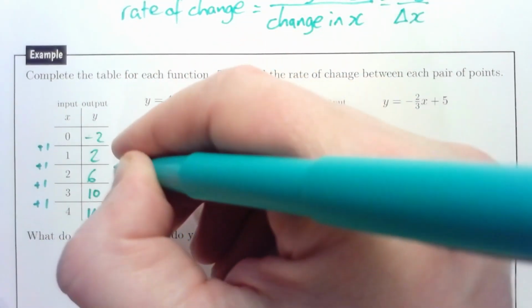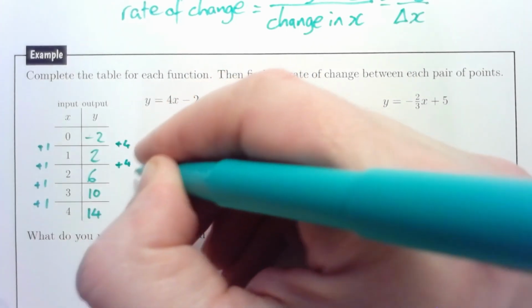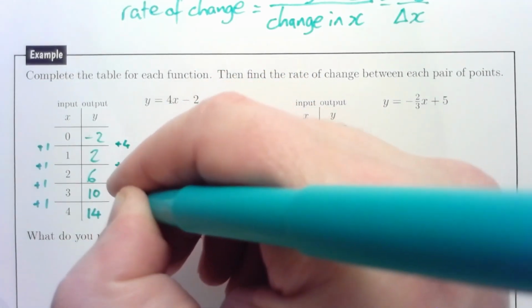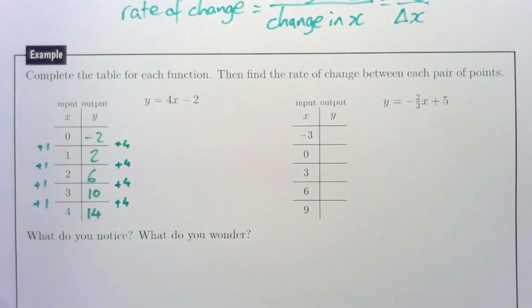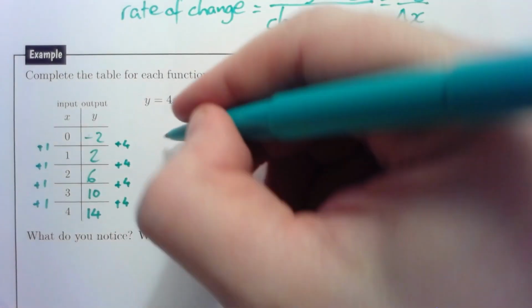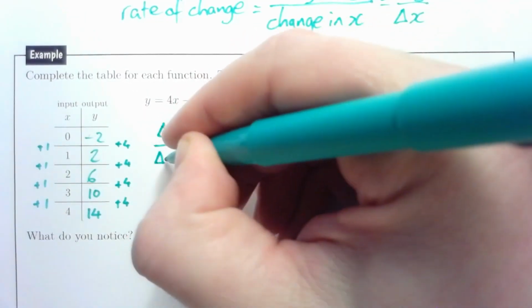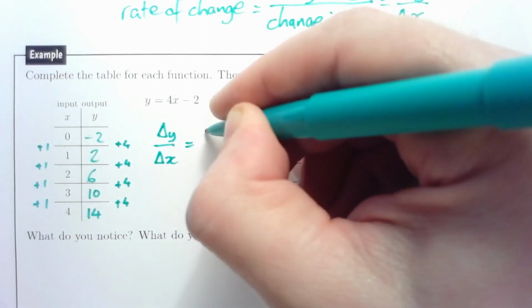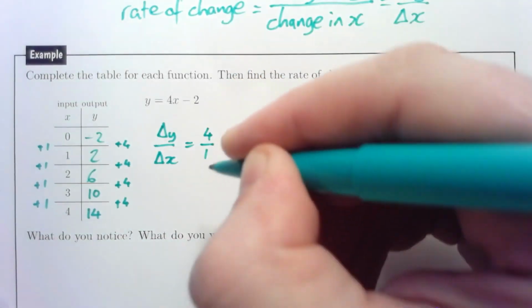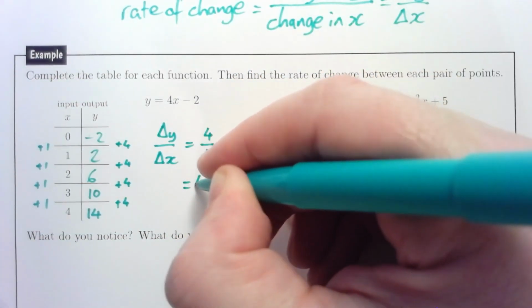So negative 2 to 2 is plus 4. From 2 to 6 is plus 4, and plus 4. So our rate of change, which we write as delta y divided by delta x, is 4 divided by 1, which is 4.